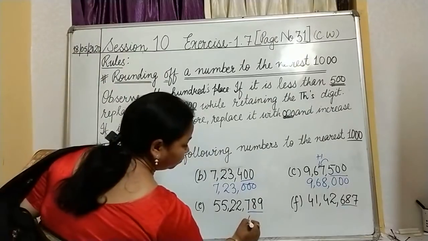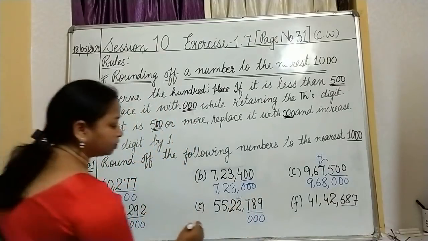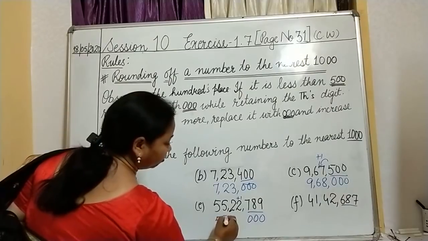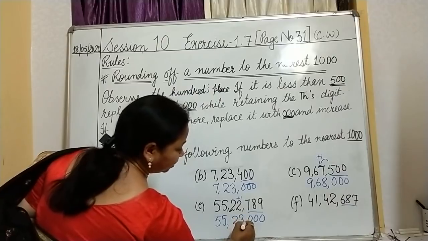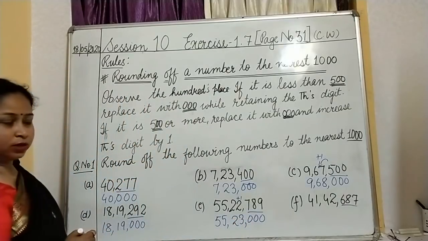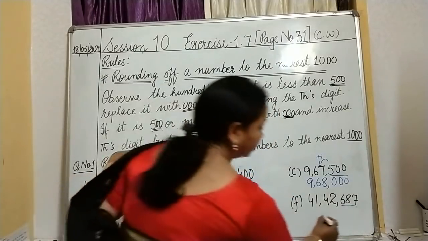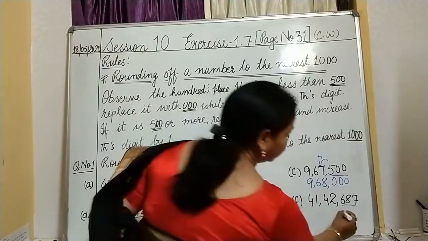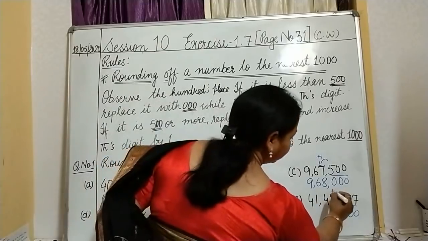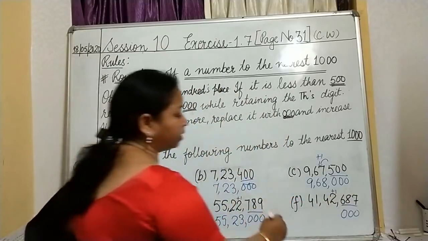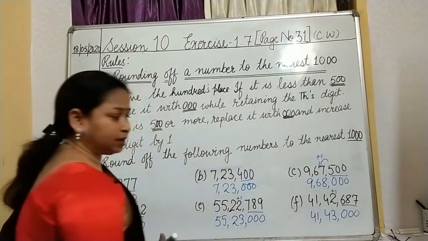Then 789, this is more than 500. So what we will do? We will replace it with zeros and add 1 to the 1000 place. So the answer changes to 55,22 will change to 23,000. Seen the changes? Okay. The last one, 687. So it is more than 500. The last 3 digits will change to 000, and the 1000 digit will be increased by 1. So the answer is 41,43,000. See, easy.